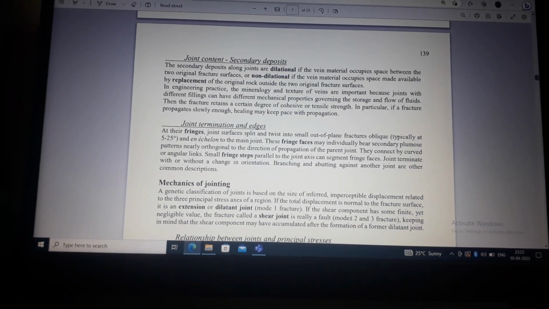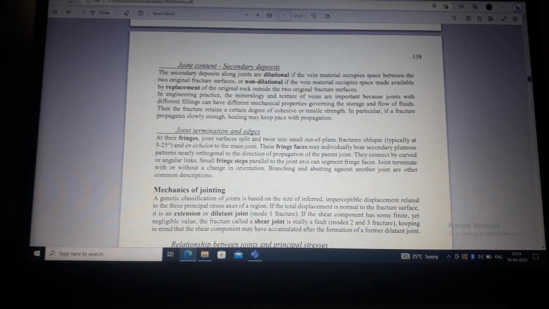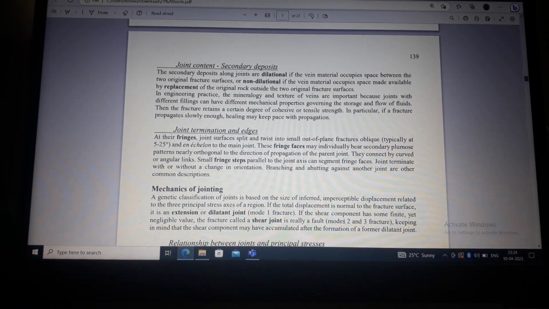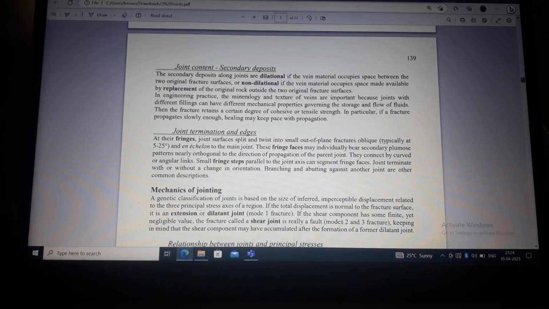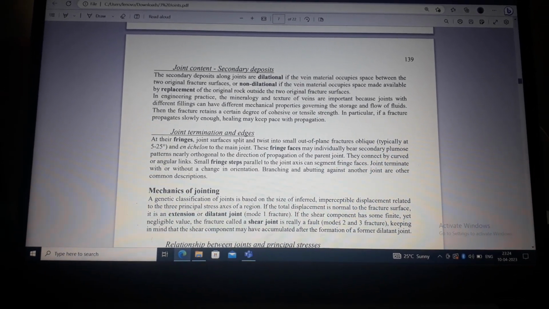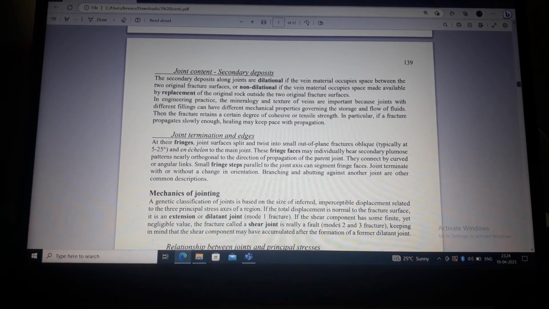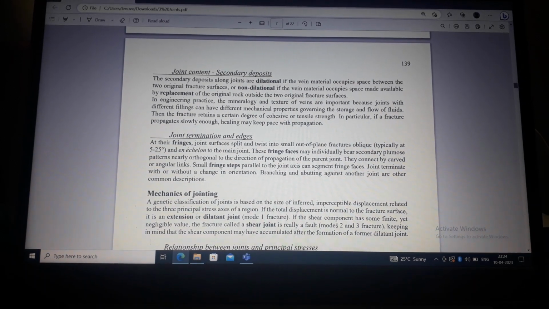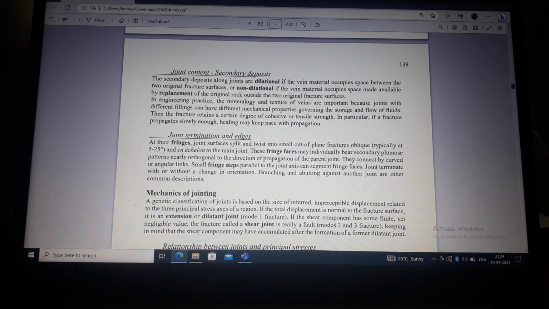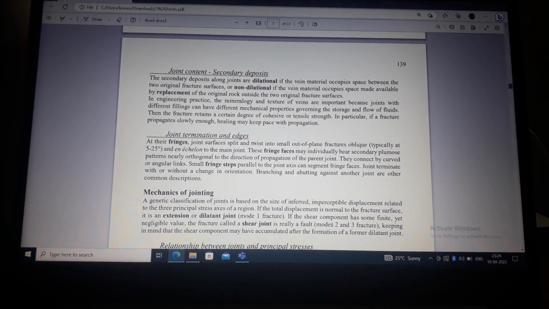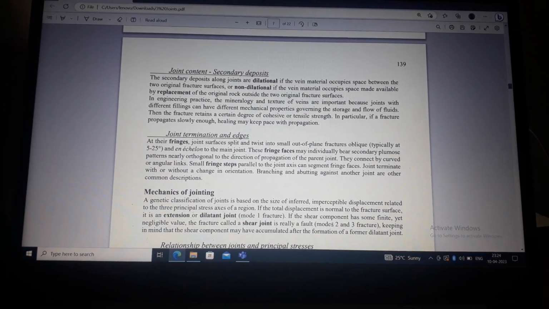Joint termination and edges. At their fringes, joint surfaces split and twist into small out of plane fractures, oblique, typically at 5 to 25 degrees, and en echelon to the main joint. These fringe faces may individually bear secondary plumose patterns near orthogonal to the direction of propagation of the parent joint. Same fringe faces parallel to the joint axis can be segmented fringe faces.